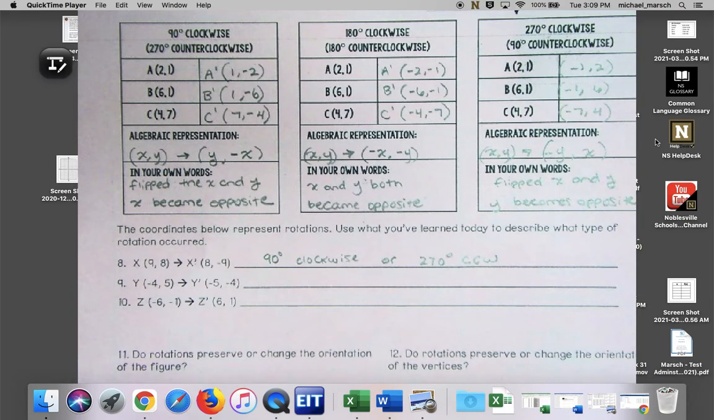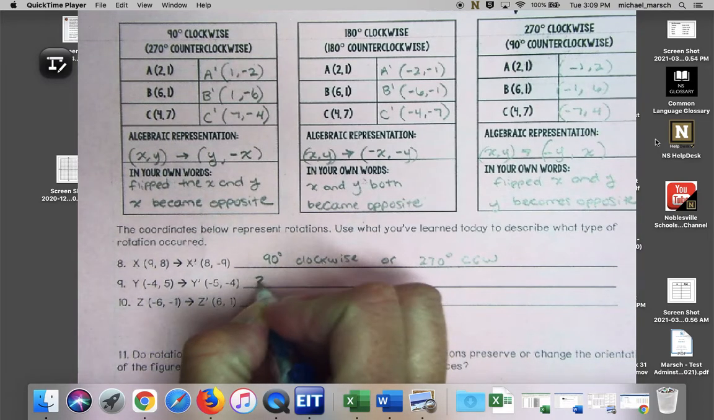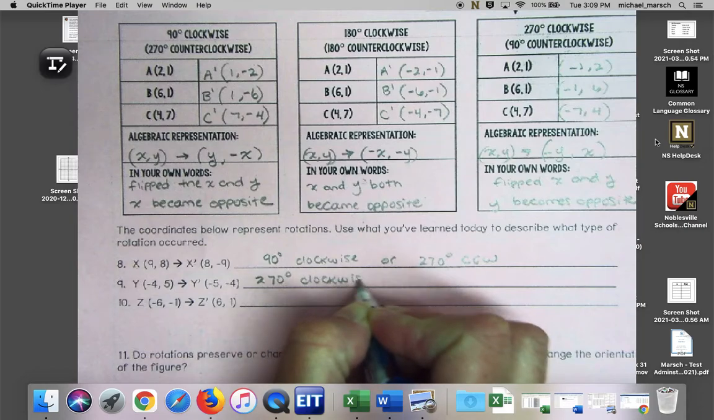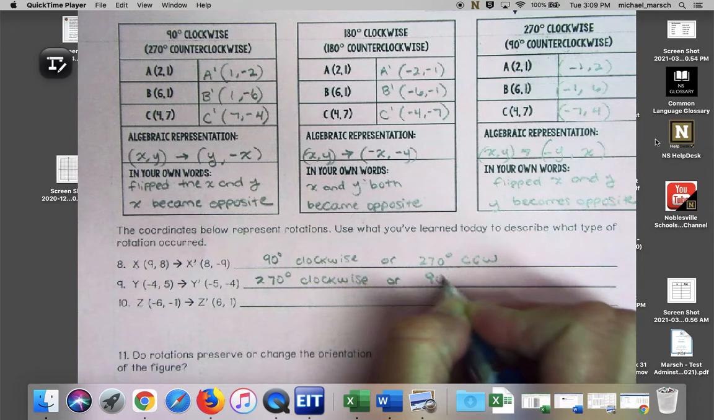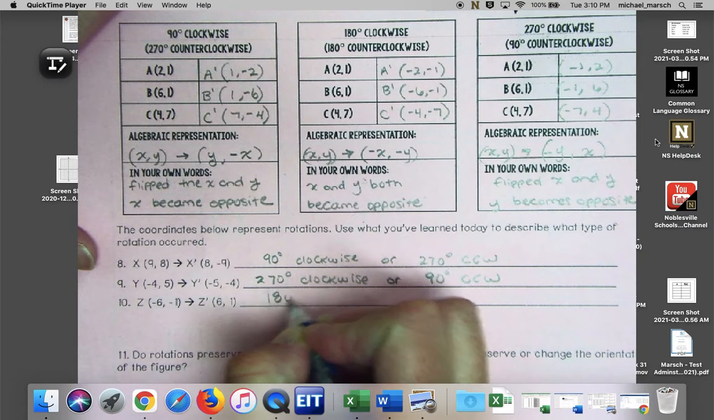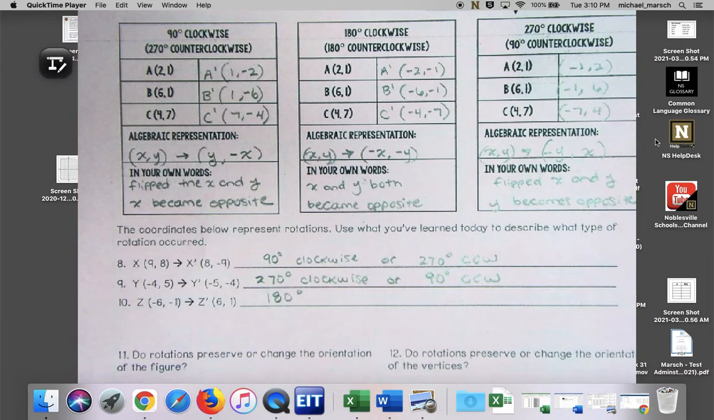All right, how about for number 9? What took place here? 270 degrees clockwise, or 90 degrees counterclockwise. And the last one, we could just say 180 degrees. You don't have to classify because it's the same clockwise or counterclockwise.